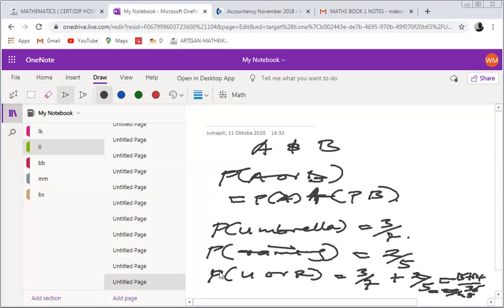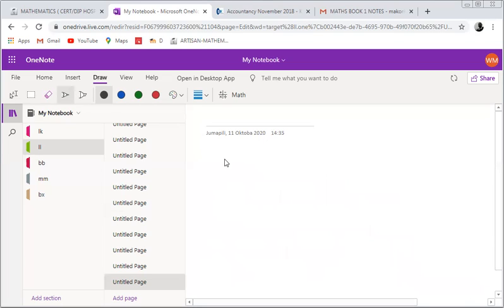Let us go to the next law, which is the multiplication law.